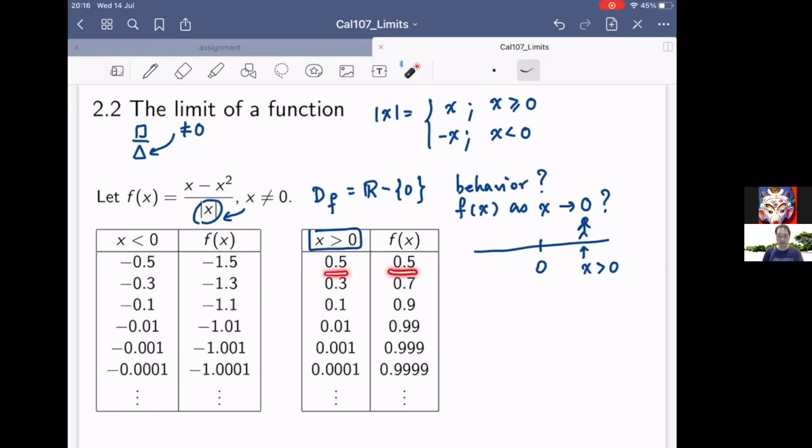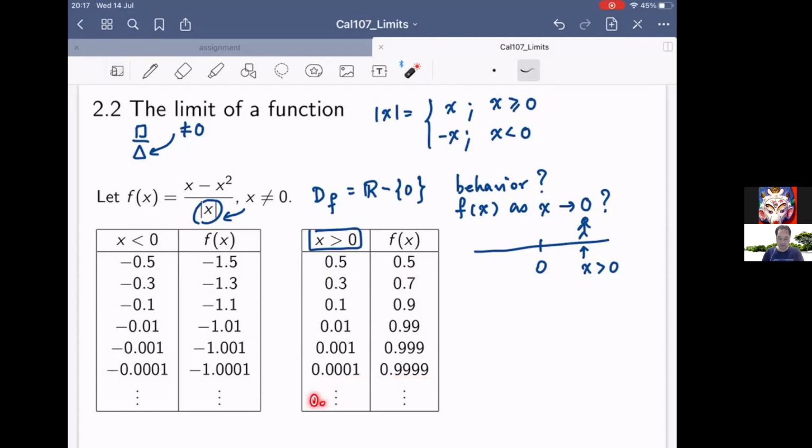So you can find the value of f of x. You can use your calculator to get 0.5 as well. And then if you get a little bit closer, 0.3, you got 0.7. Go a bit closer, 0.1, you got 0.9. If you go closer, 0.01, you have 0.99. 0.001, you have 0.999. If you go more close, 0.0001, you have 0.9999.